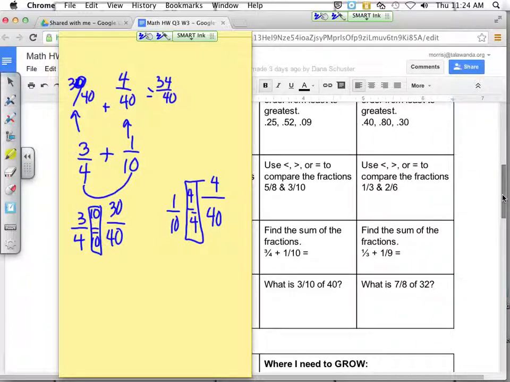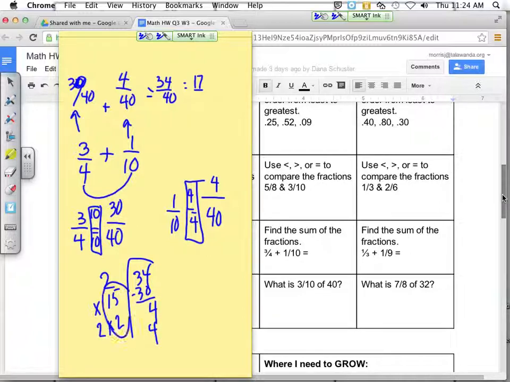They're both even. What'll go into 34 over 40? 2. How many 2's will go into 34? That one's hard, right? Off the top of your head, let's think about 17. 17, good. 2 times 15 is 30. And 2 times 2 is 4. So 2 times 17 gives us 34. How many 2's will go into 40? 20. No problem. I'll give you the answer. 17 over 20 is my answer.